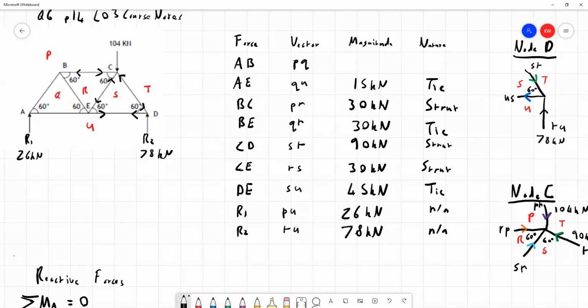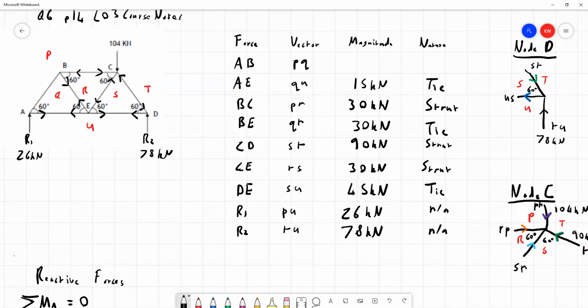So lastly, we will be finding out the magnitude and nature of member AB. But let's mark on our diagram here. Since these are both ties, the internal forces act away from the node at either end. So AE, the forces are pointing this way, and the same thing in BE here. So we now have at nodes B and A information about all of the members apart from one.